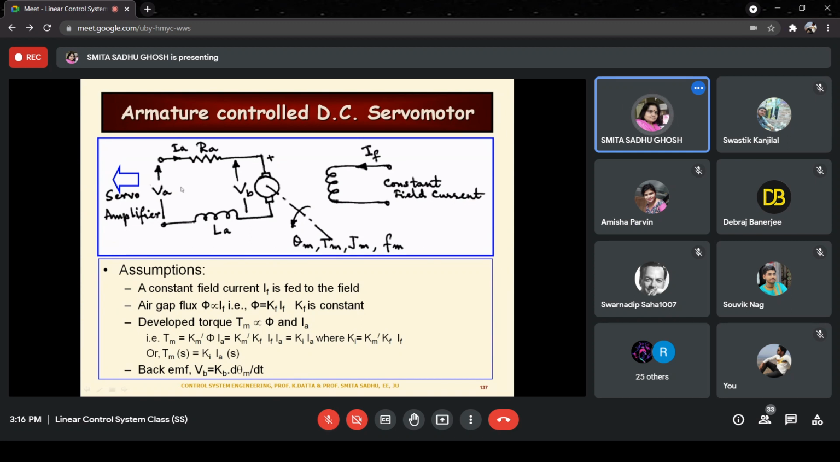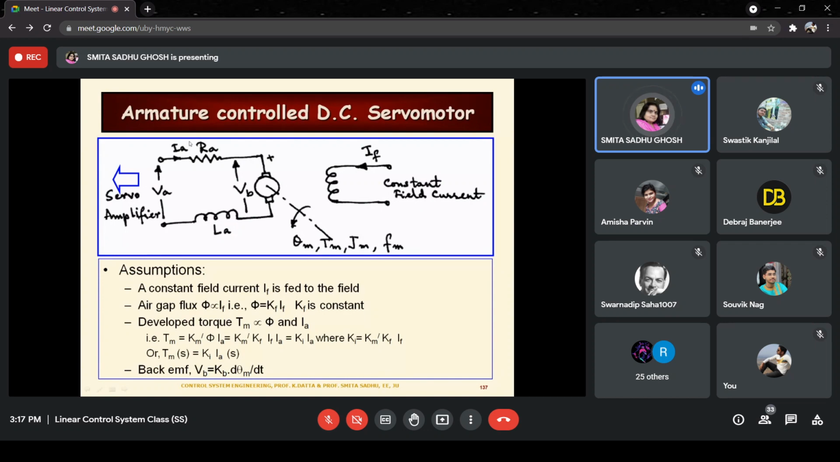servo amplifier side. Now, as this is an armature controlled DC servo motor, here first of all the field current is going to be kept constant. So you see the field is drawn over here, but the field current, that is IF, is going to be a constant, right? At the same time, since it is an armature controlled DC servo motor, the voltage, that is the input signal, is going to be applied at the armature side, across the armature. So that is also denoted as VA, that is the armature voltage, or voltage across the armature, right?